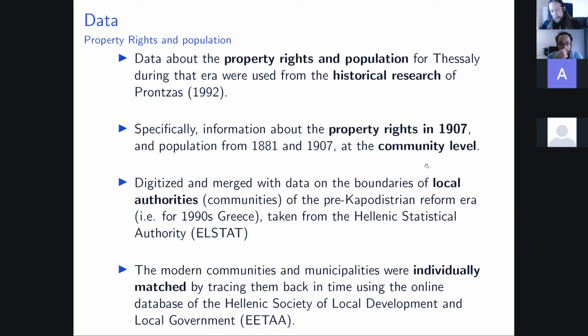And this had to be digitized and merged with data on boundaries of local authorities from the 1990s in Greece, taken from the Hellenic Statistical Authority. And essentially, the main difficulty was to individually match and trace back in time these boundaries, to create the boundaries of these municipalities and communities in the 1880s.